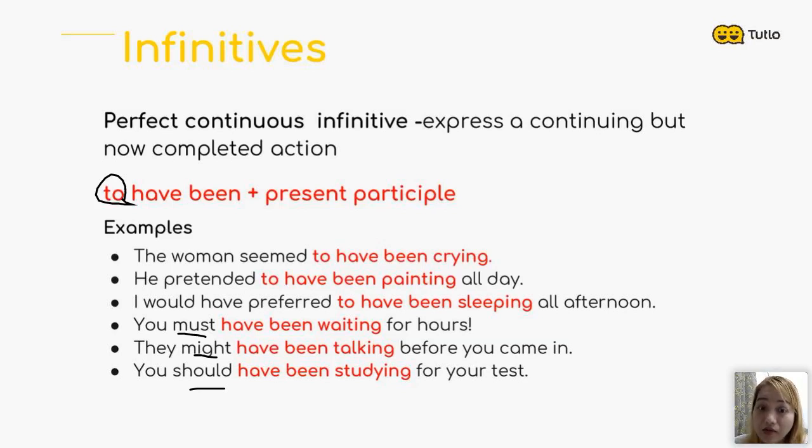But the form of the verb, as you can see, is with the ing form because we're talking about perfect continuous. That's why you need to have been and a present participle. Yes? Okay? Good? Next, let's try again. I hope that you can keep up.